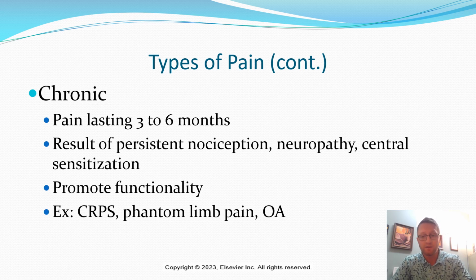They may be able to manage their pain using some of these modalities like ice or heat or E-stim, but we want to really make sure that we're educating them on managing their pain and their expectations for their pain instead of just trying to get that pain level to 0. So some of the things that you might see would be CRPS and phantom limb pain, also osteoarthritis, these different types of chronic pain.